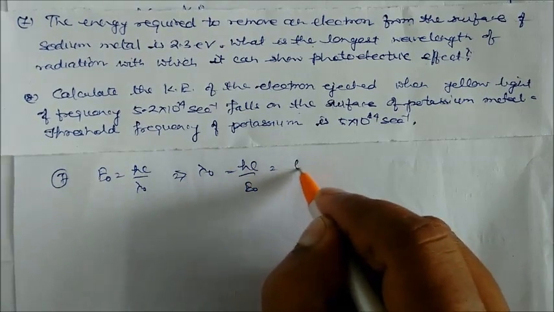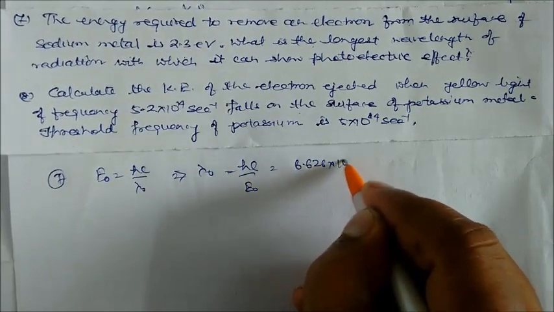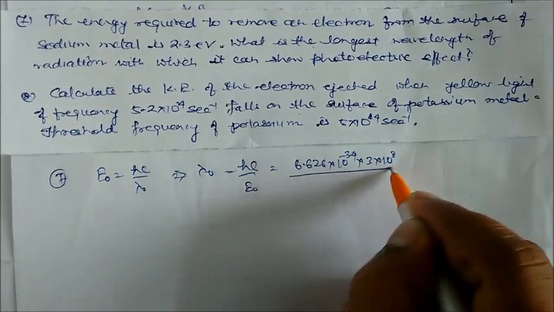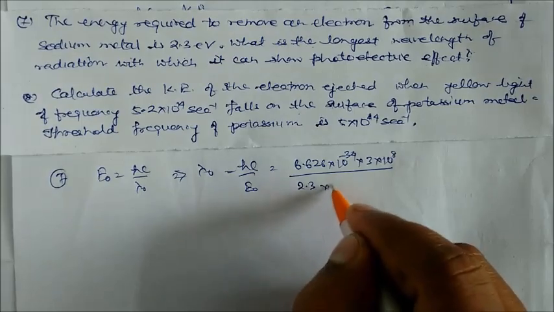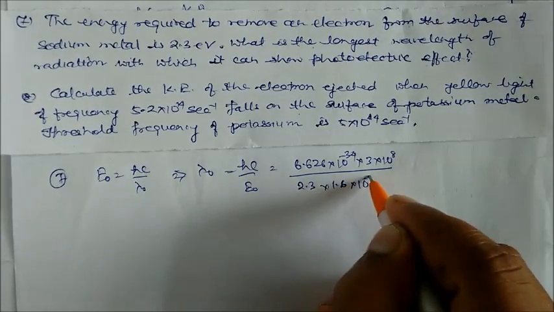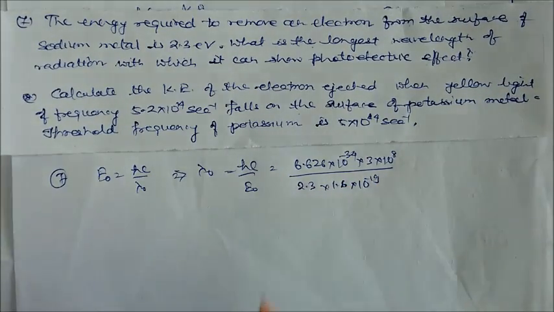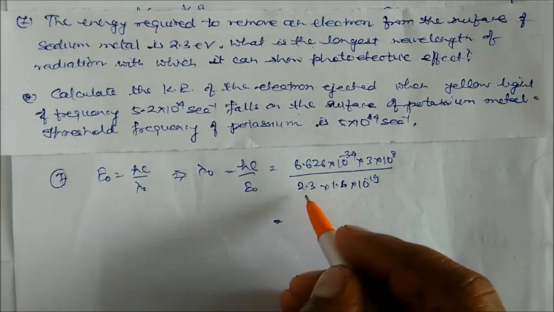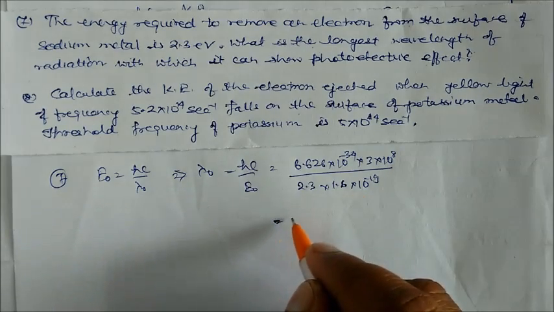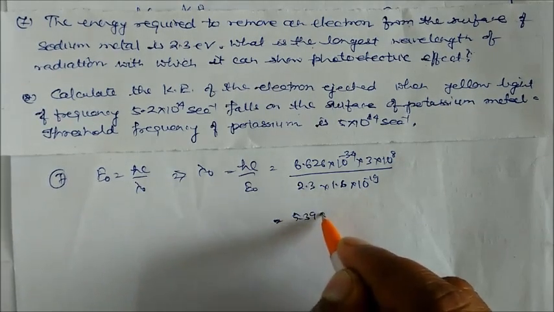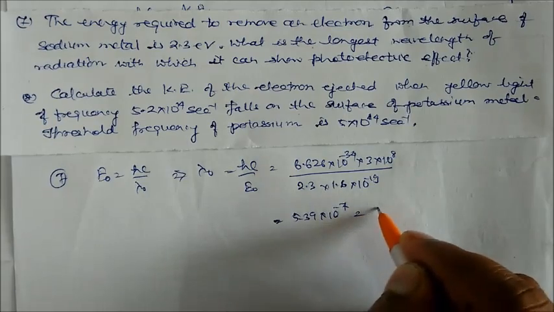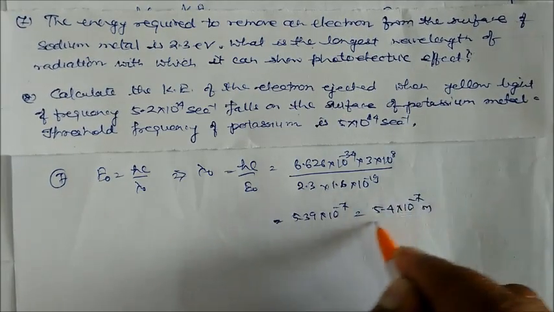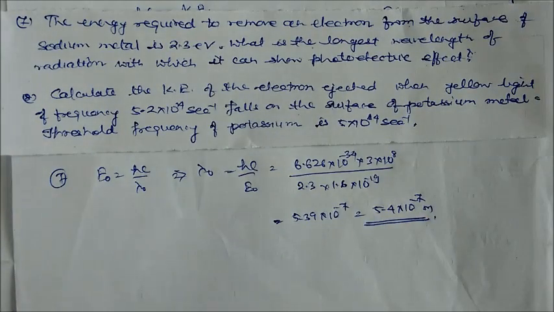So we can write 6.626 into 10 to the power minus 34 multiplied by 3 into 10 to the power 8 and divide by 2.3 into 1.6 into 10 power minus 19, so to convert it to electron volt. Because this is in electron volts, we convert it to energy, so this will become 5.39 into 10 power minus 7, or we can say 5.4 into 10 to the power minus 7 meters. So this is the answer.